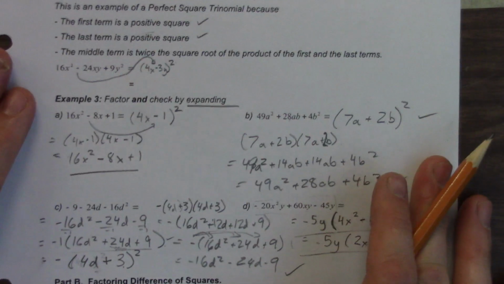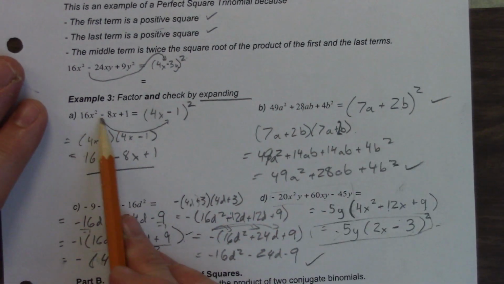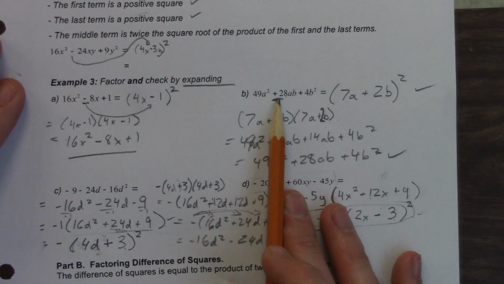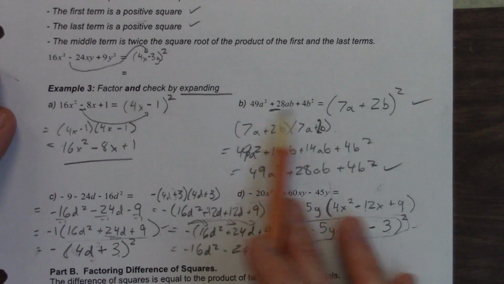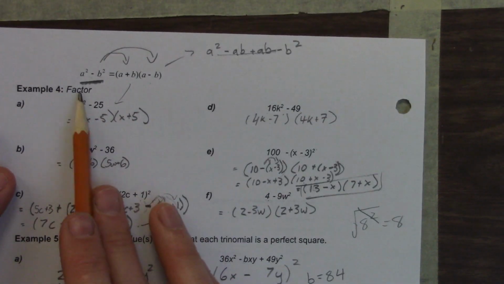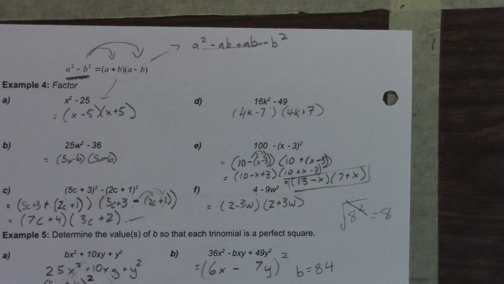Okay, when we have perfect square trinomials, it can be negative here or it can be positive here. But remember, that's a trinomial. That's 3 terms. When it's difference of squares, it can only be negative. That's why it's called a difference, when you're taking away something.